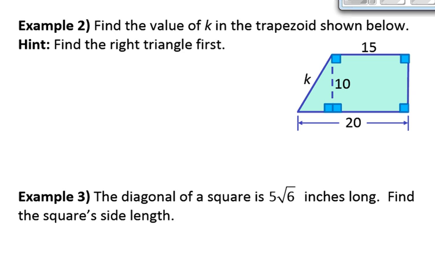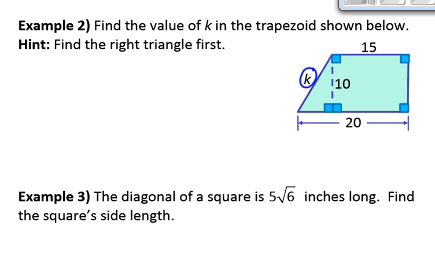So now for example 2, we're going to take this a little step further, and instead of giving you a triangle, a right triangle, I'm going to give you a trapezoid with a right triangle inside of it. Okay, so this is a trapezoid, this figure that you see here. And they give us some lengths, and they want us to find the value of k, which is here. And so it gives you a hint. It says to find the right triangle first.